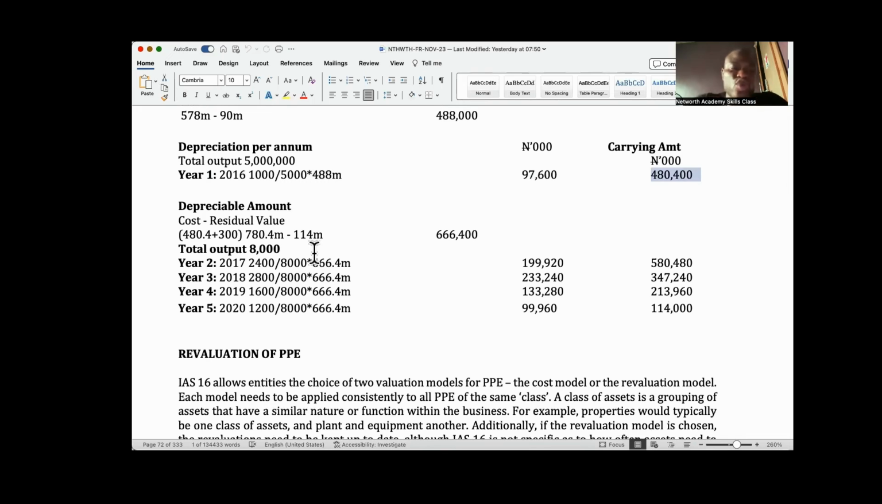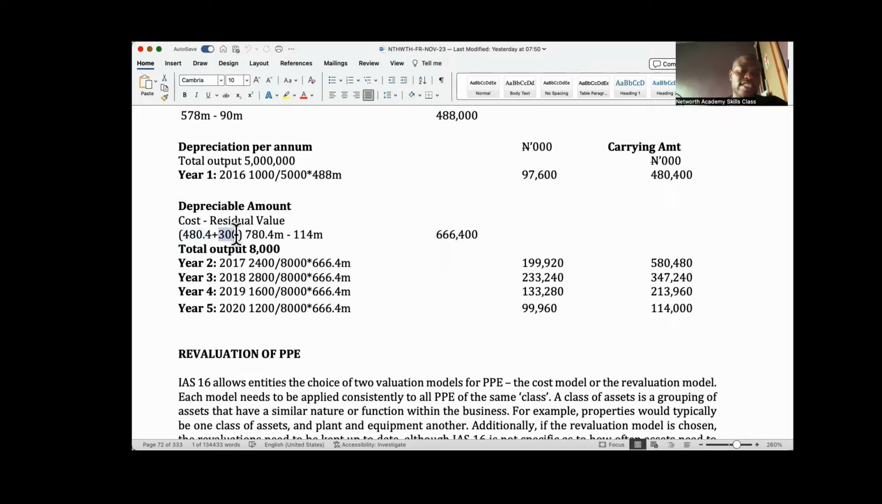So from year two going forward, where did I stop in year one? My carrying amount was 480.4, meaning I've already deducted depreciation for year one. So this is what is remaining for me to depreciate over the remaining useful life. For year two, to determine the new depreciable amount, I start with my carrying amount.